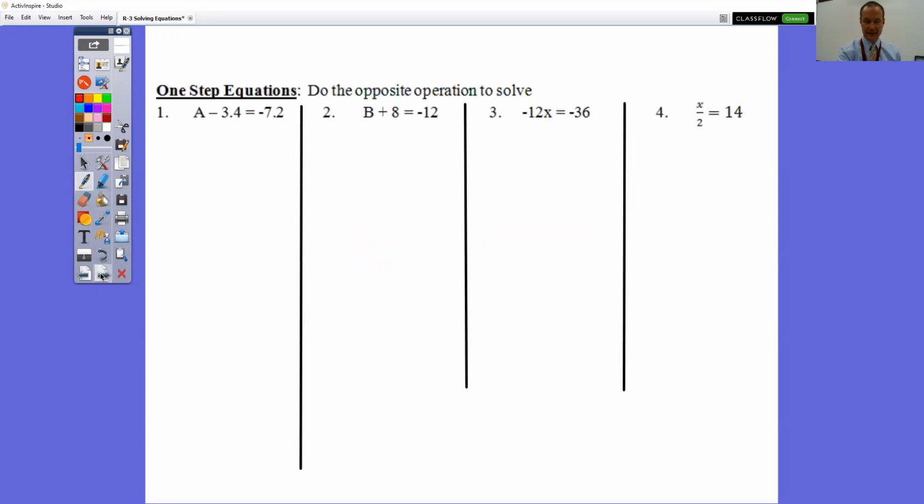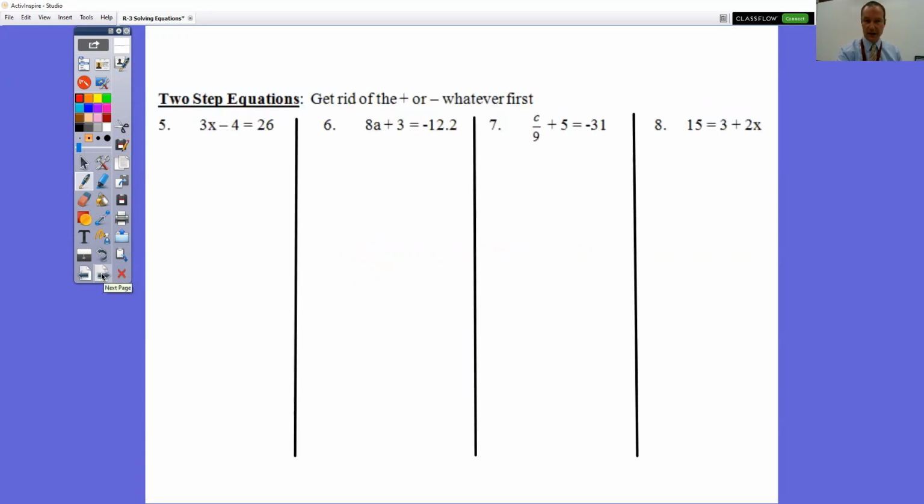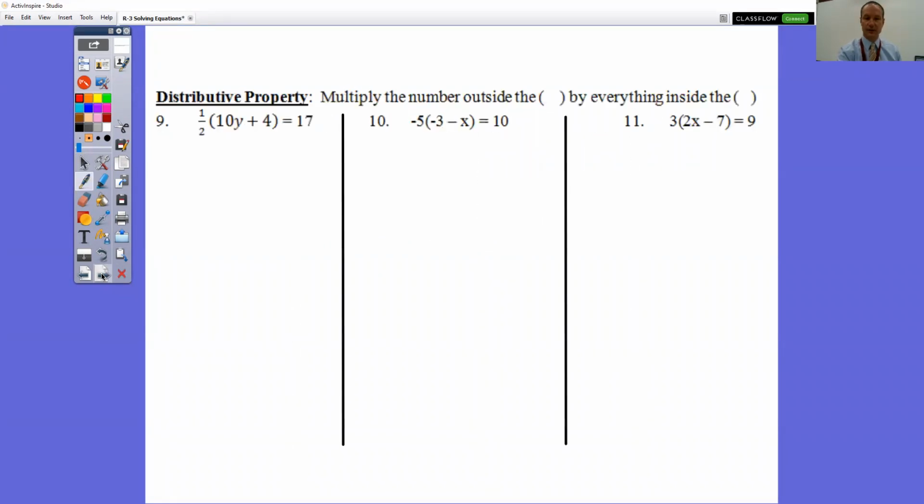In yesterday's lesson, we talked about solving one-step equations where you just did the opposite operation to solve it. We also talked yesterday about two-step equations where you get rid of the plus whatever or minus whatever first. We also talked yesterday about distributive property, where you have the parentheses and you have to take the number outside the parentheses and multiply it by everything inside the parentheses.